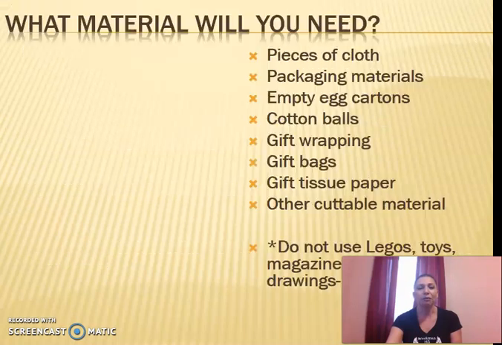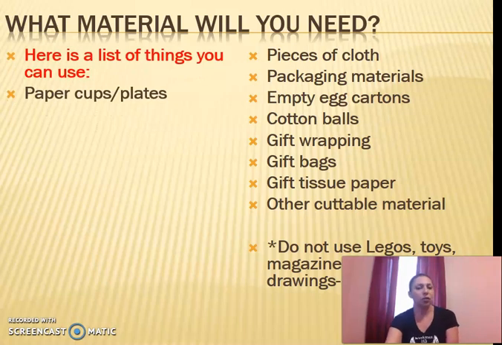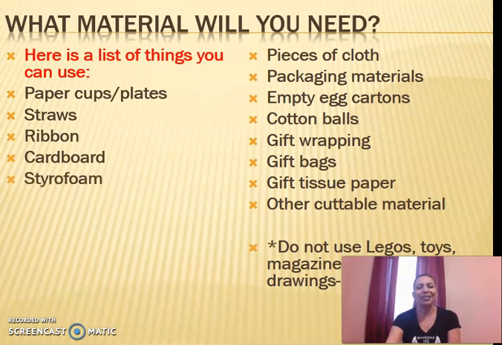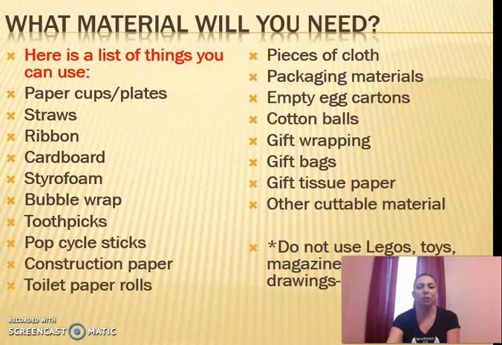So let me go ahead and begin with the type of materials that they can use. You don't need to go to the store. Really the goal is to find things that are cuttable, that are around the house. So things like paper cups and plates, straws and ribbon, cardboard of all kinds, styrofoam if you have any. Again, just look at what you have around the house. I would have your child get a grocery bag and just go around and fill that bag with a lot of stuff. So popsicle sticks, construction paper, toilet paper rolls, all kinds of things. As you can see there, anything that they can cut, packaging material.